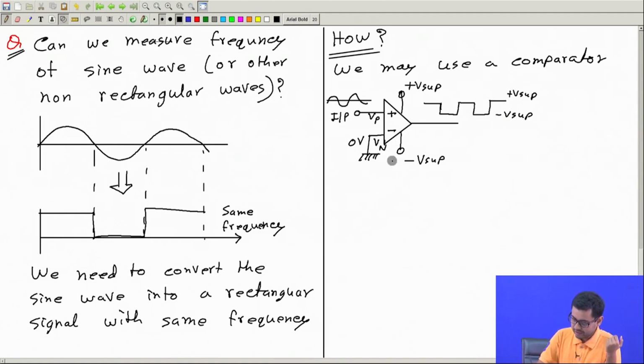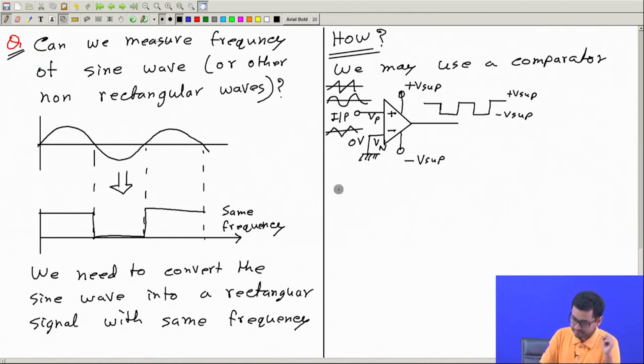So, this is a way to convert a sinusoidal input into a square wave, or any other periodic signal, maybe a triangular wave or a sawtooth wave, this, or maybe this. All of these can be converted into a square wave.